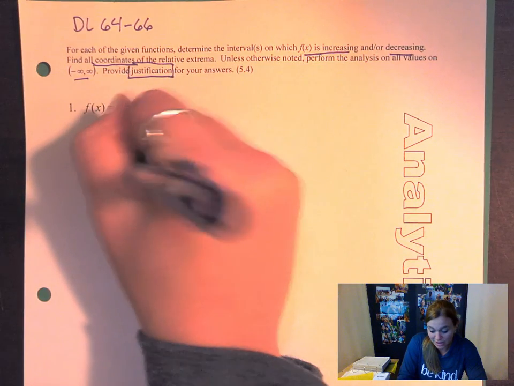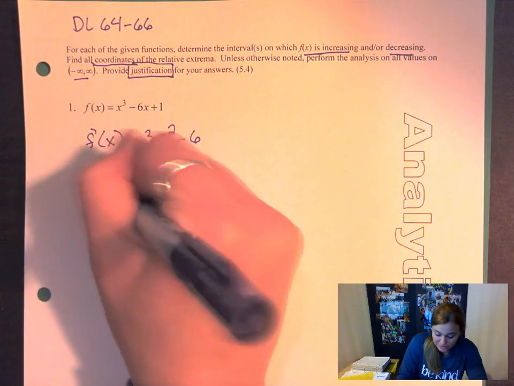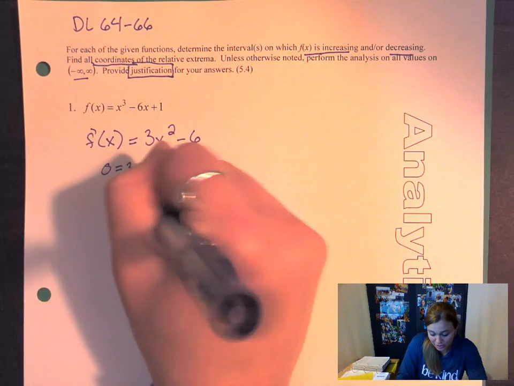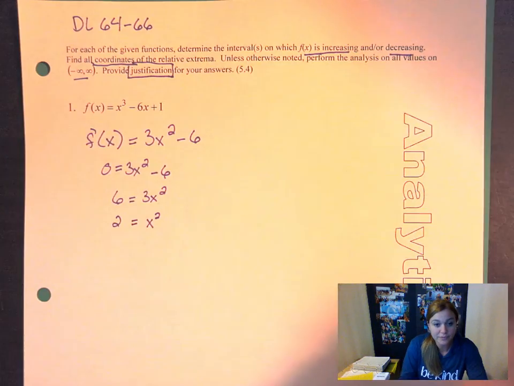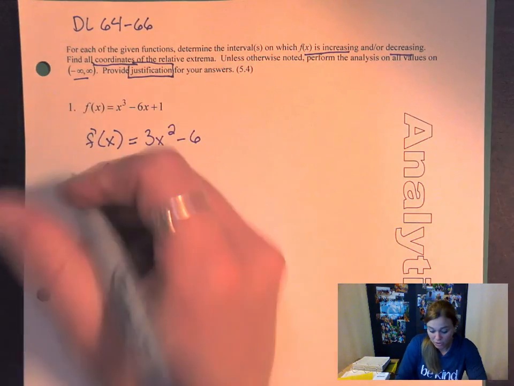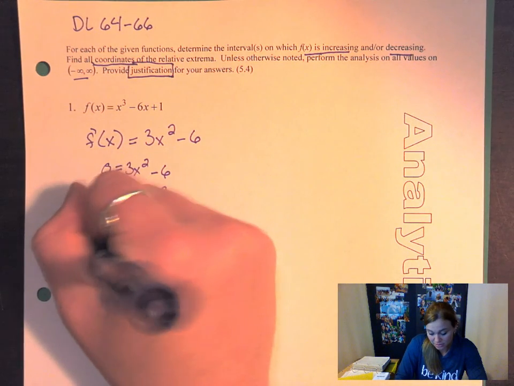So I'm going to say 3x squared minus 6 equals 0. Add 6 on both sides, I get 6 is equal to 3x squared. Divide both sides by 3. And then I'm going to square root both sides. Remember, since you introduced the square root, you would have to say x is equal to plus or minus the square root of 2.